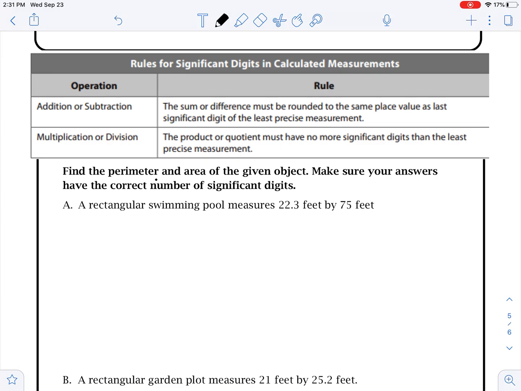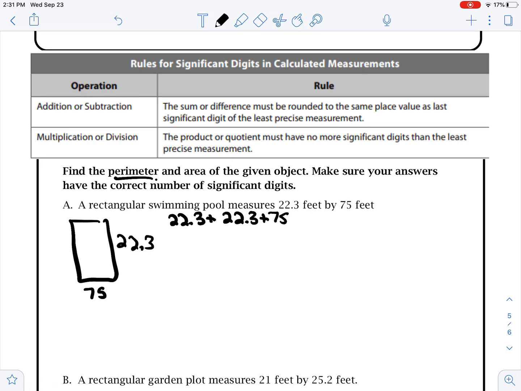Last one as you go through it. The sum or difference must be rounded to the same place value as the last significant digit of the least precise one. So what this means is we want to find perimeter. Just to give you a picture, this is 22.3 and this is 75. So we're going to add these all together: 22.3 plus 22.3 plus 75 plus 75.